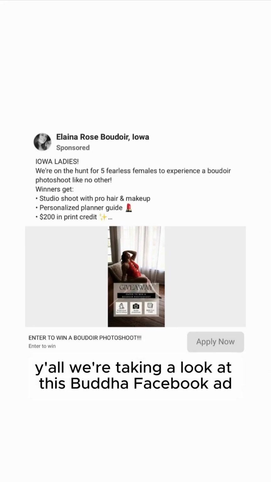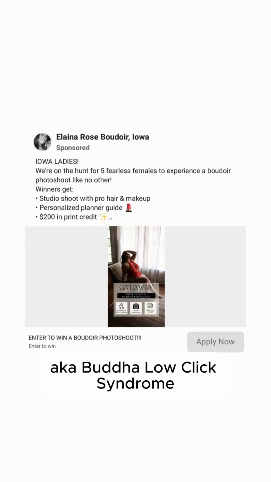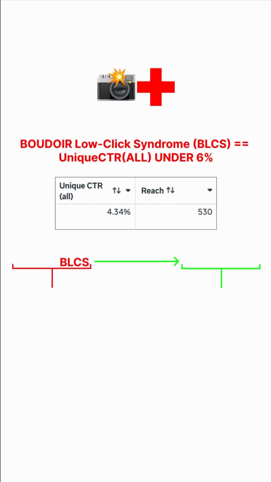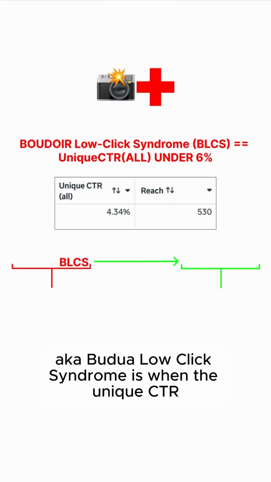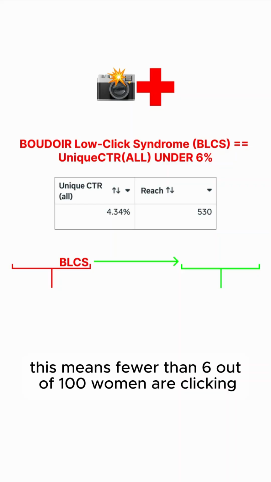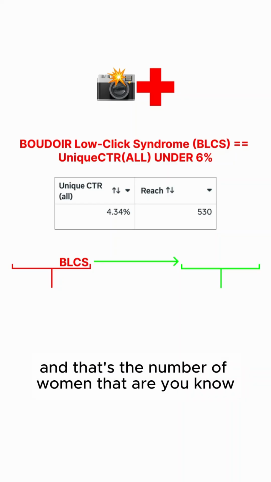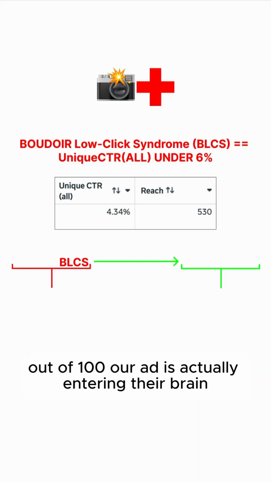All right, y'all, we're taking a look at this Boudoir Facebook ad. We're going to diagnose it, see if we believe it has BLCS, aka Boudoir low click syndrome. BLCS is when the unique CTR of our Boudoir Facebook ad is under 6%. This means fewer than 6 out of 100 women are clicking somewhere on our Boudoir Facebook ad. And that's the number of women, out of 100, whose brains our ad is actually entering.